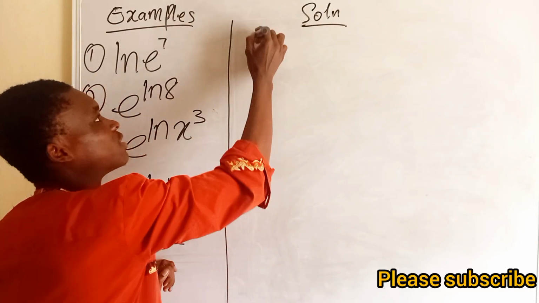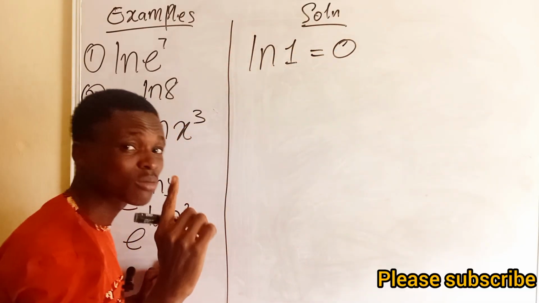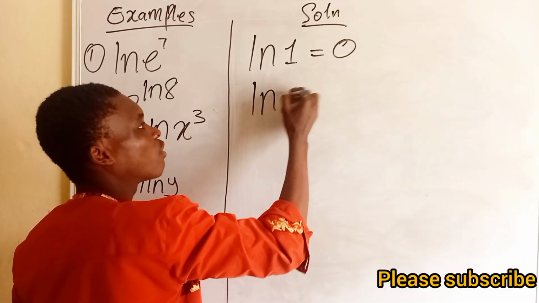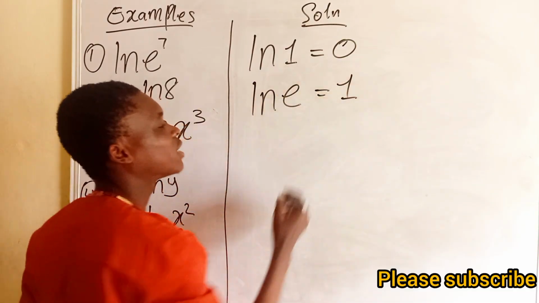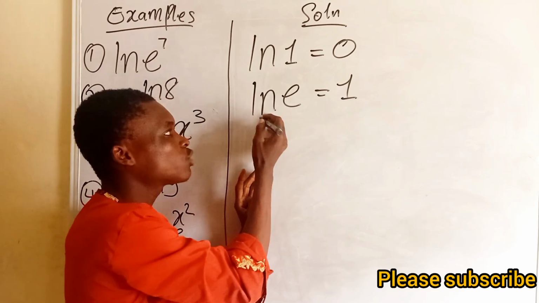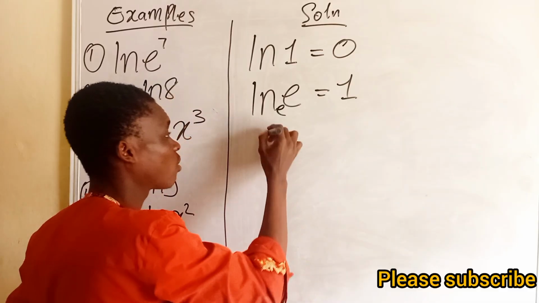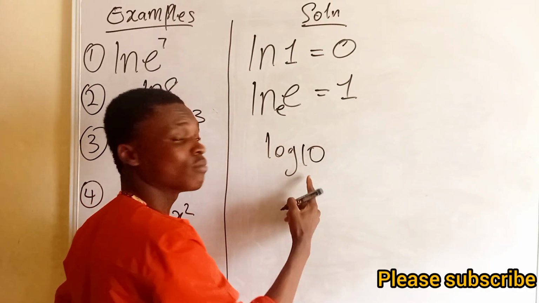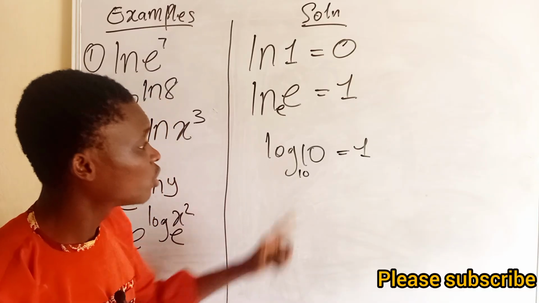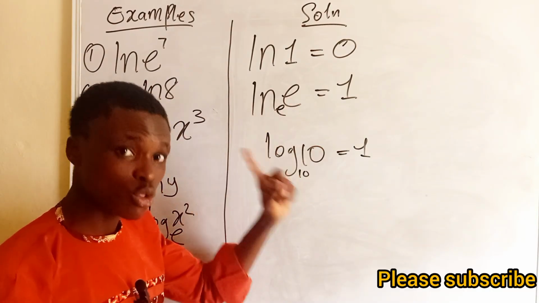If we have the natural log of 1, this equals 0. That's the first thing you need to note. If we have the natural log of e, this equals 1. Why do we say that the natural log of e equals 1? Because the natural log has a base e that is not seen. The same way we have the log of 10 to be 1, there is a base 10 here. So the log of 10 to base 10 is 1. Natural log of e to base e is 1.